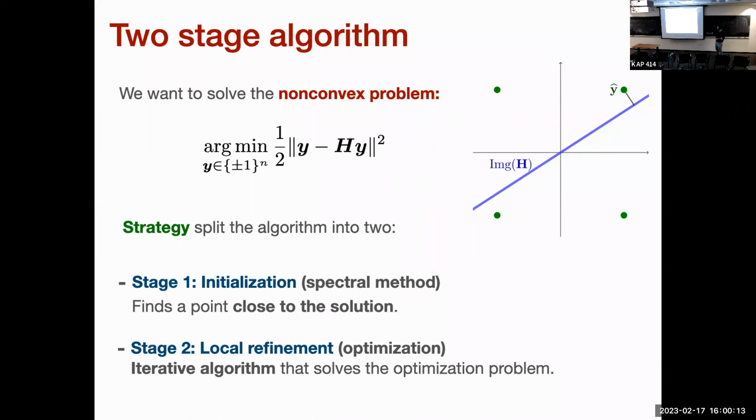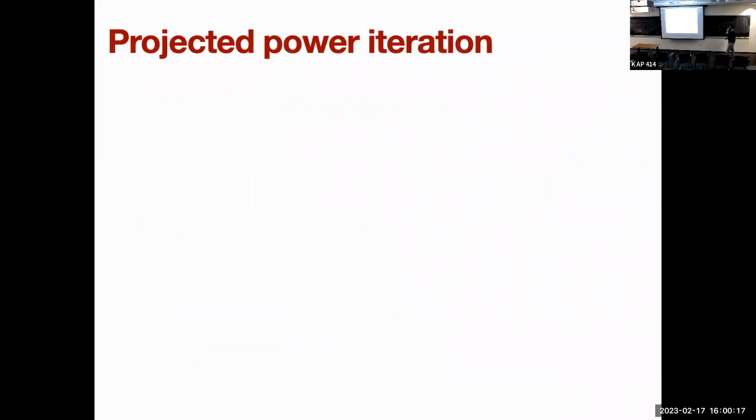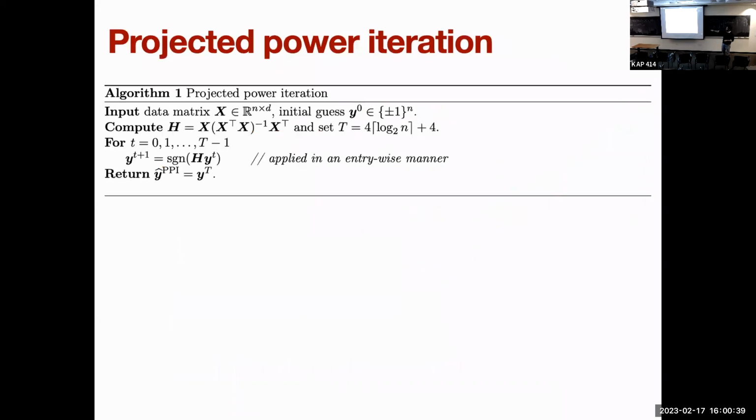I'm going to start with the local refinement just because it's slightly easier to understand. I said before that this really looks like an eigenvalue computation. And if you want to get the top eigenvector of a matrix, the natural thing to do is power iteration. You multiply by the matrix, you project onto the sphere, you multiply by the matrix, project onto the sphere, and you just repeat that. We could try to do the same, but instead of projecting onto the sphere, we project onto the hypercube. So that would be this very simple algorithm: we multiply by the matrix, and then we project onto the hypercube by taking the sign.